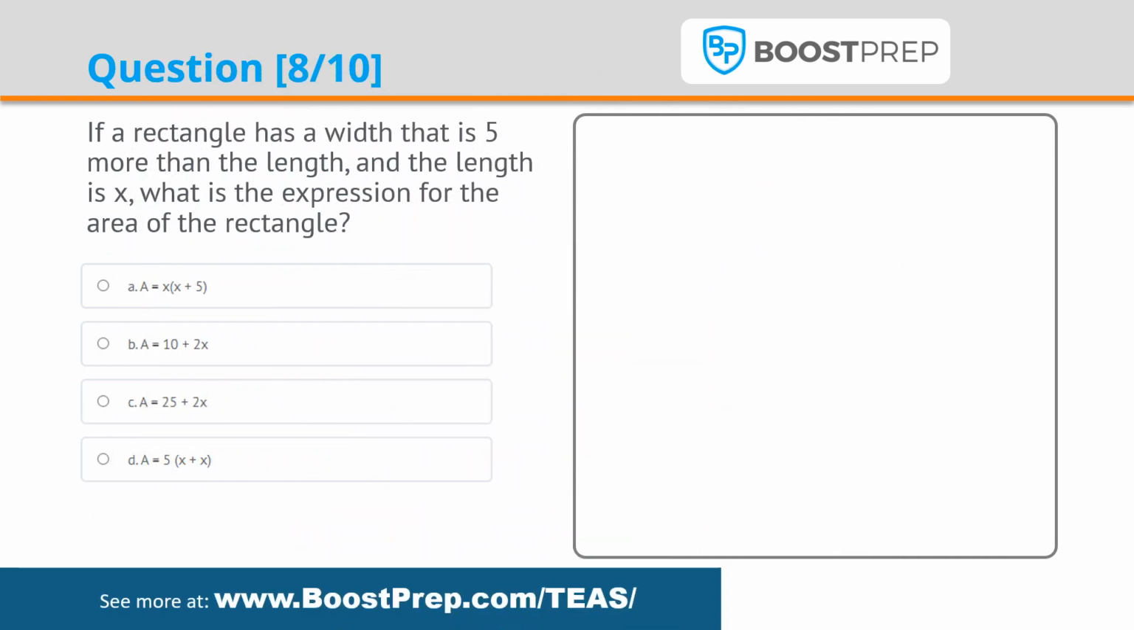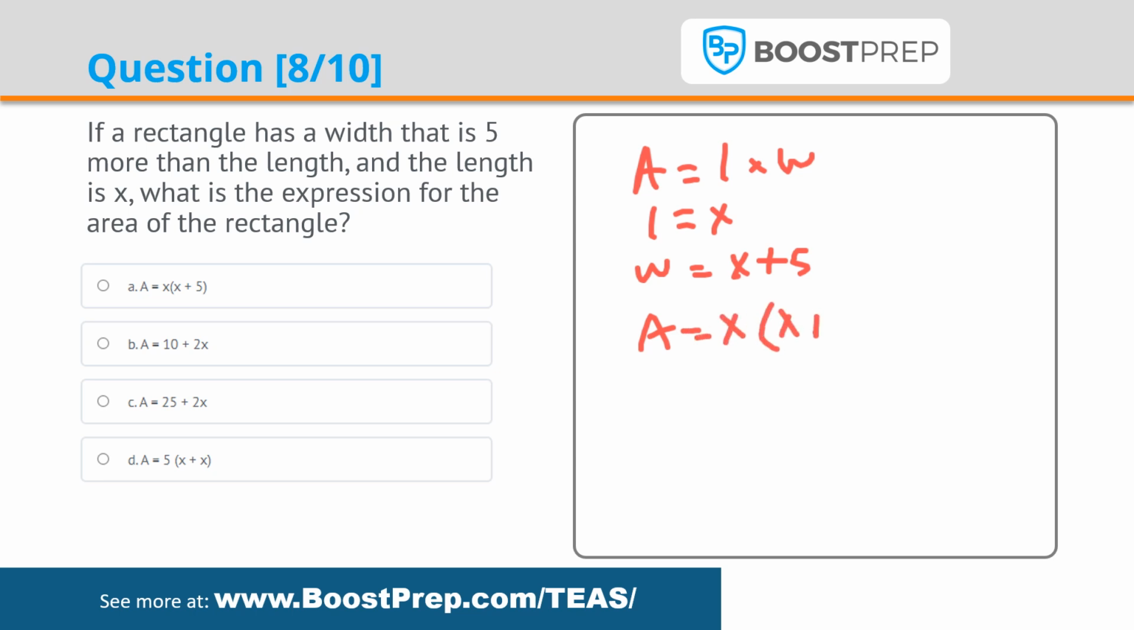If a rectangle has a width that is 5 more than the length, and the length is x, what is the expression for the area of the rectangle? We know the formula for the area of a rectangle is area equals length times width. In this case, they tell us that the length is x, and the width is the length plus 5, or x plus 5. If we substitute that into the formula for area, we get area equals x times x plus 5, which is the answer.